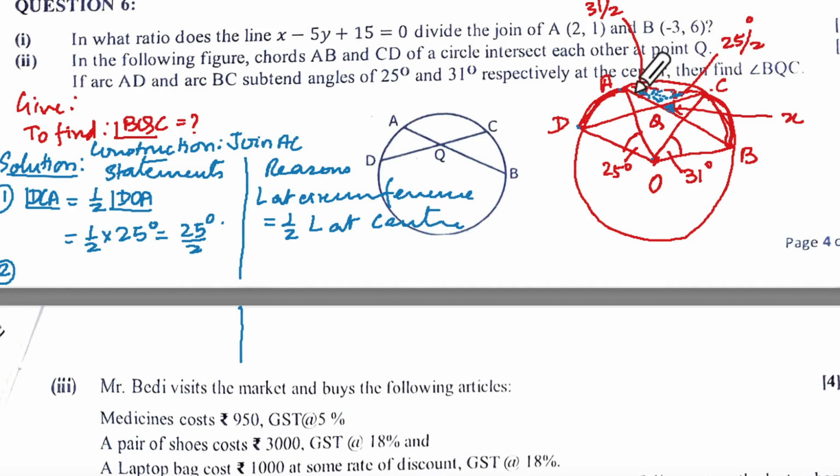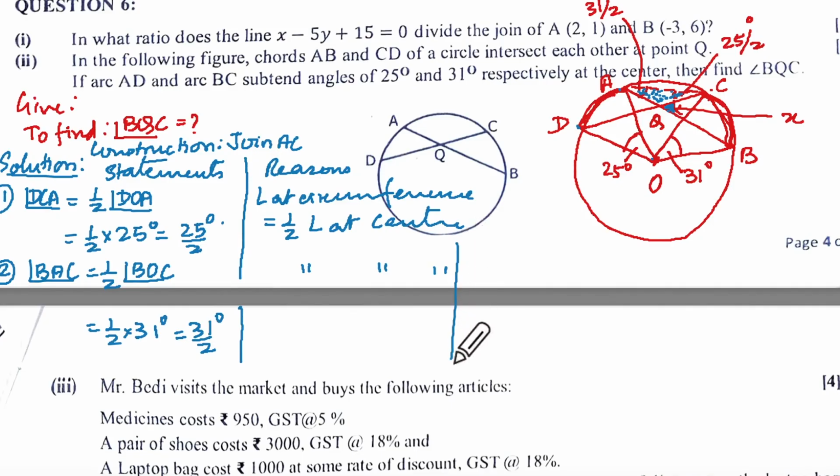Angle BAC is equal to half of which angle? This one. What is it? BOC. And again, can I put ditto marks? Which is equal to half into 31 degrees, which is how much? 31 upon 2 degrees. You're with me? Yes, ma'am.